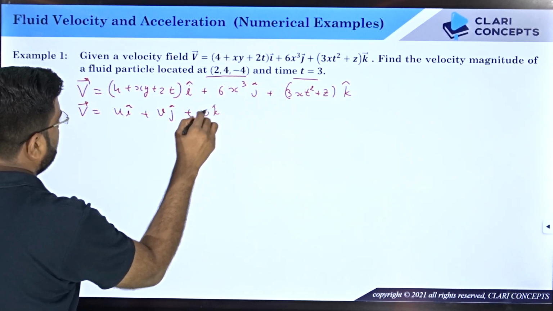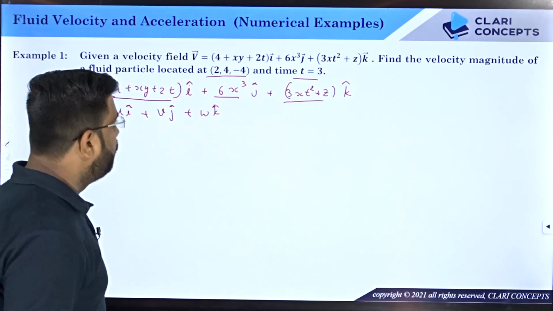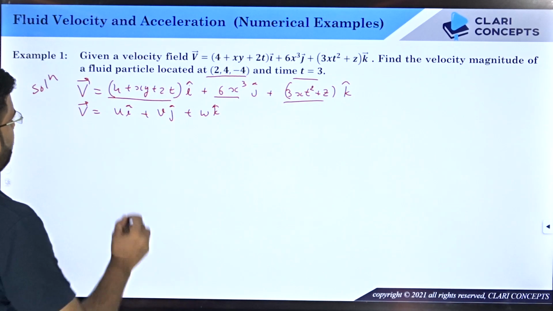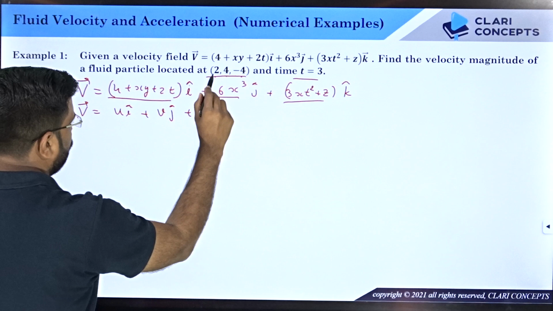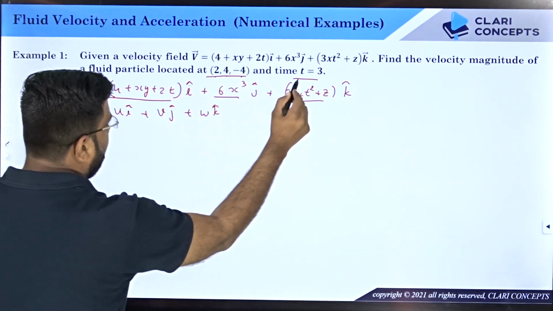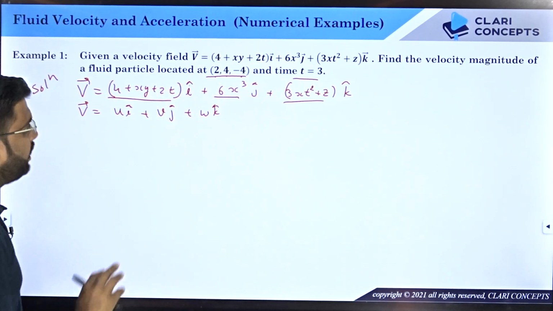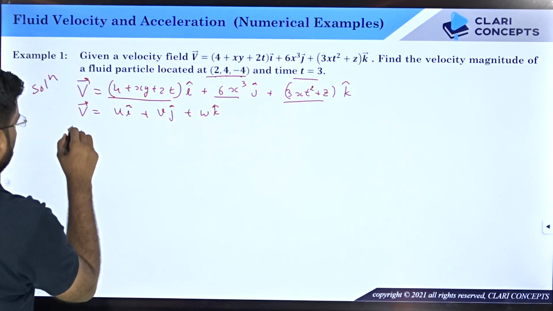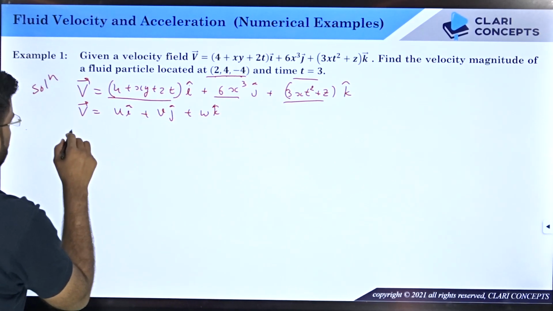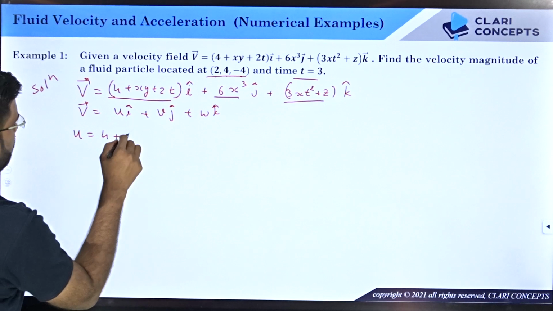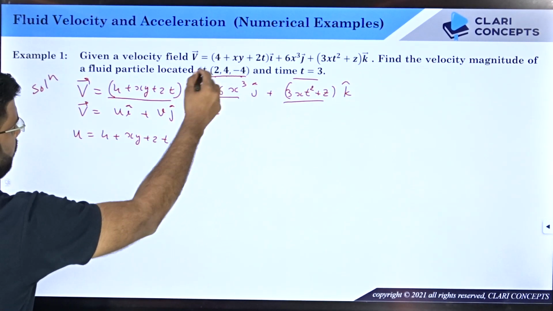Now if you compare it with the conventional equation v equals ui plus vj plus wk, you can see that this is your u, this is your v and this is your w. You have been asked to find the velocities at the point 2, 4, minus 4, that is x is 2, y is 4, z is minus 4, and at time t equals 3. So you simply put these values in the equations at these places. Let me take component-wise first, so I will take u. What is u from this equation? u is 4 plus xy plus 2t.